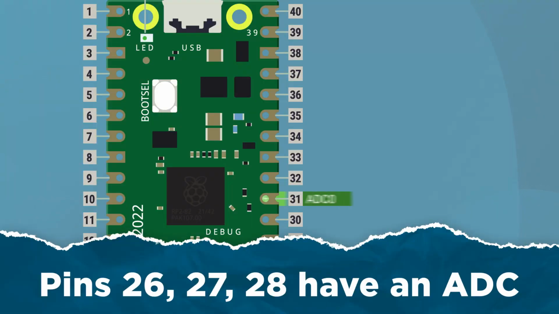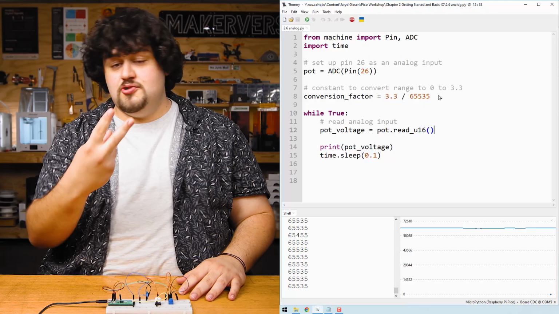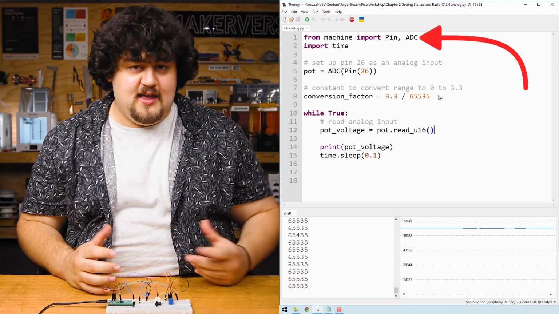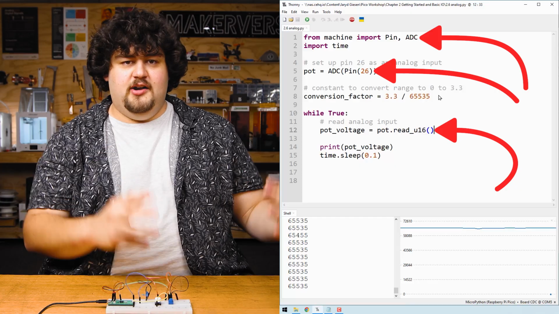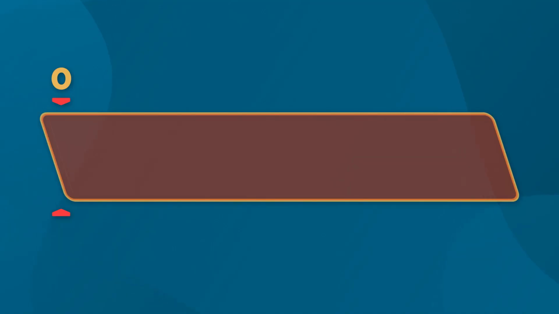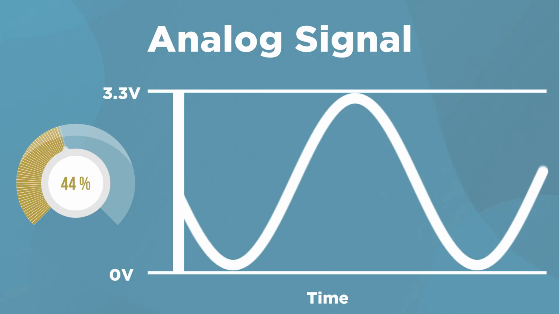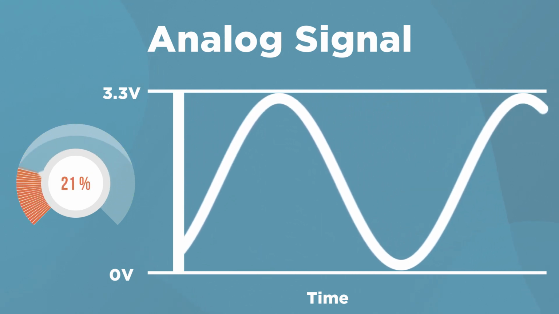All right, three key takeaways. One, only pins 26, 27, and 28 of the Pico can be used as analog inputs. Two, to read an analog signal, you will need to import ADC, then set up the pins using ADC, and read it with .read_u16. And three, the analog reading will input a number from 0 to 65,535, which represents a voltage of the pin from 0 to 3.3 volts.